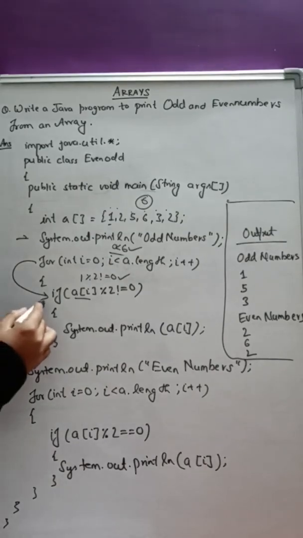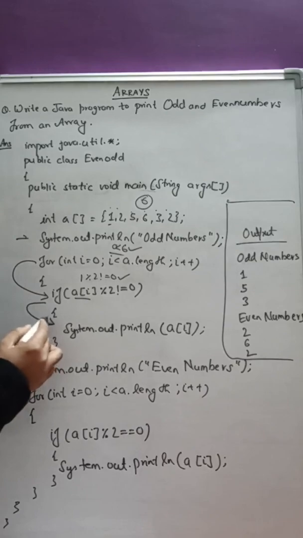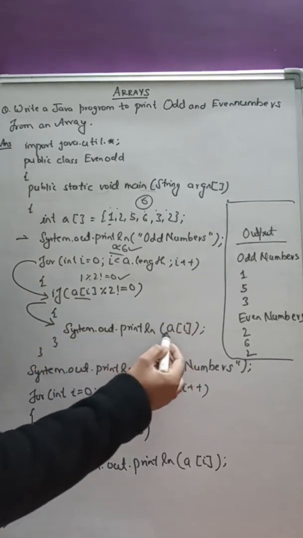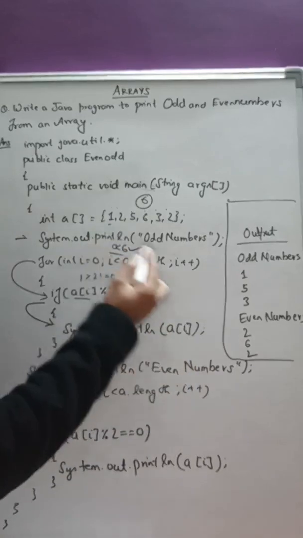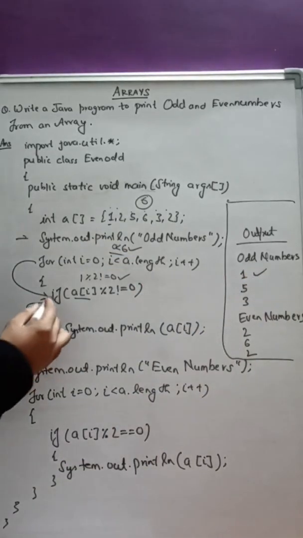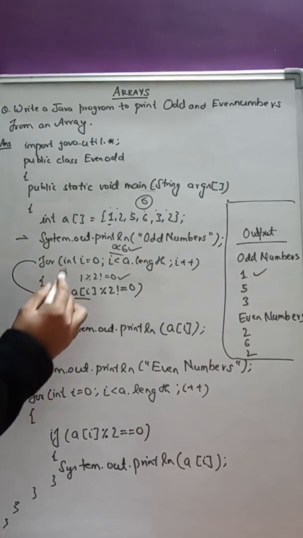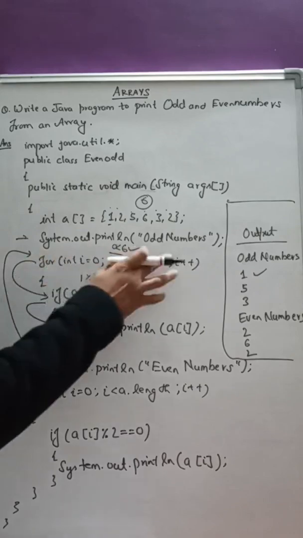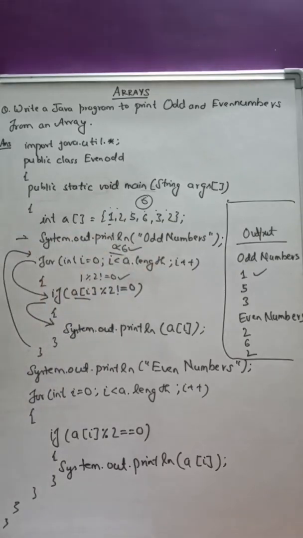In case the condition is true, you will get inside the body of the loop and execute the statement by printing a of 0. So a of 0 is 1 over here, so 1 is printed. Now, after this, the value of i is updated by 1, and now the value of i is equal to 1 after updating, right?